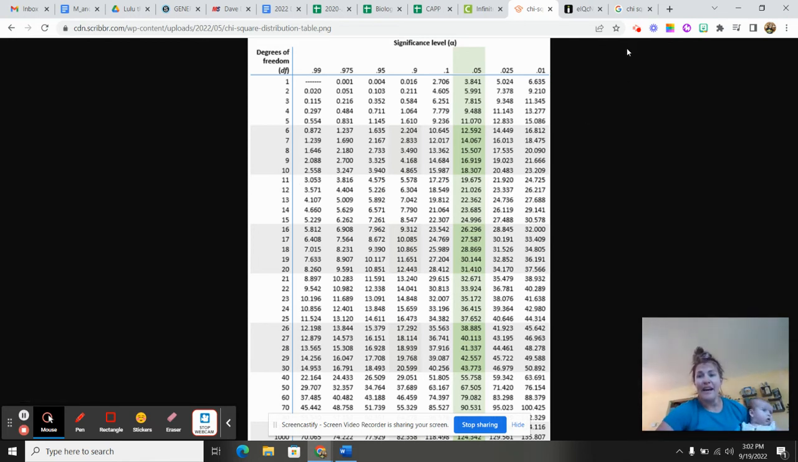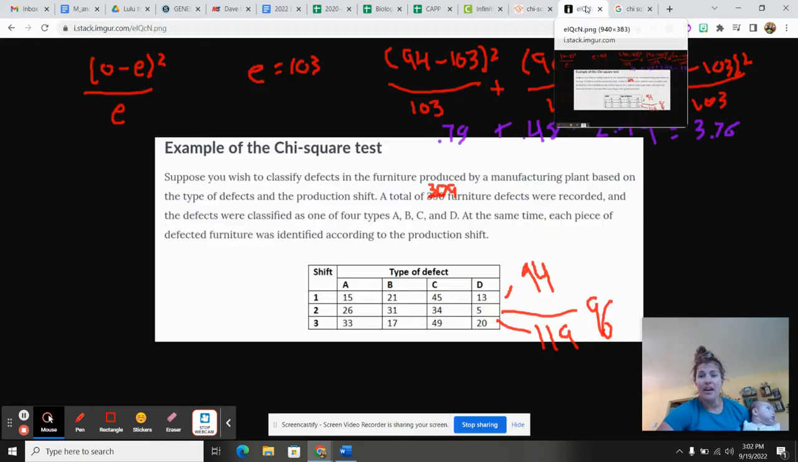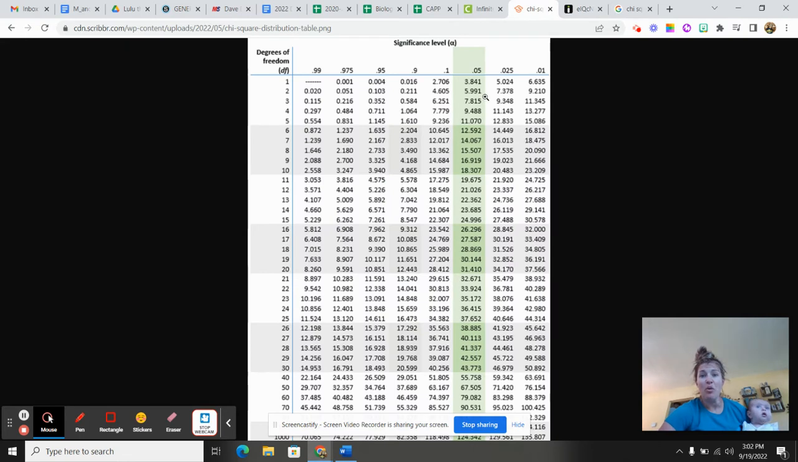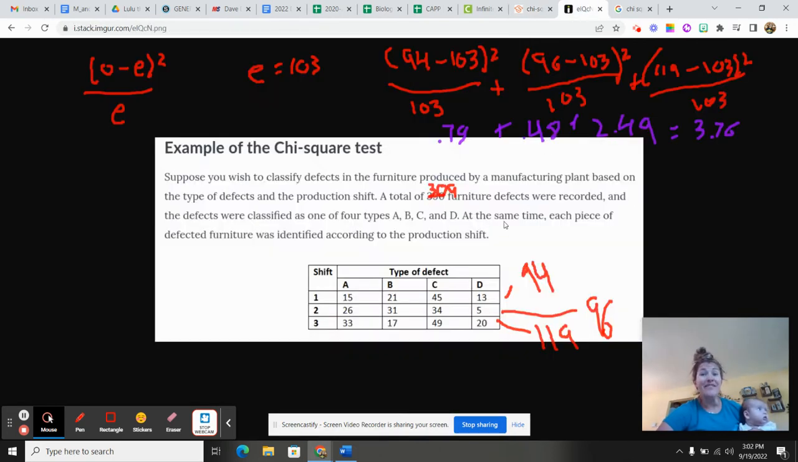So we're looking at that, and what we got, 3.76, is below 5.99. So that means that we have to accept our null hypothesis. And even though it looks like third shift is doing a bad job, it's not a statistically significant enough difference in the amount of mistakes that they're making. So that is our little warm-up example.